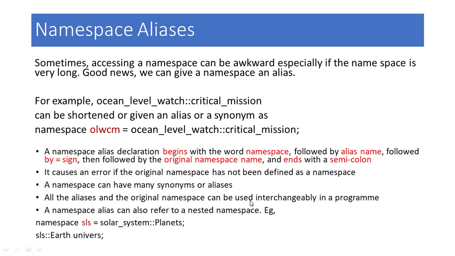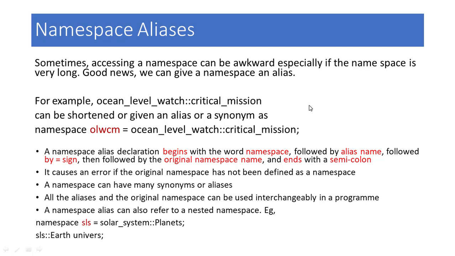Namespace aliases. We can use an alias for a namespace. We can use a namespace alias to associate a shorter synonym with a namespace. That method allows a long namespace to be associated with a shorter synonym. Sometimes accessing a namespace can be awkward, especially if the namespace is very long. There is good news, and that good news is we can give a namespace an alias. How do we do that?